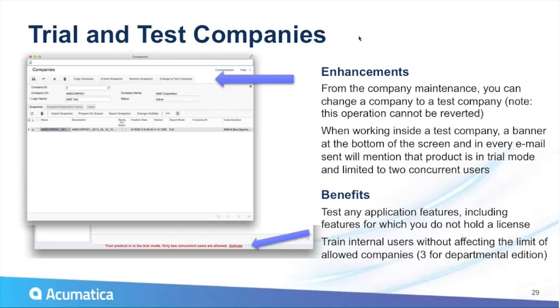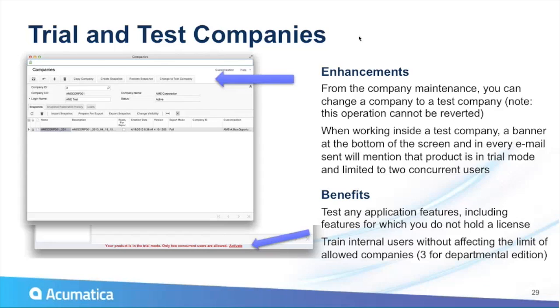So obviously, you do not want these companies to be counted, because otherwise they would limit your ability to create other companies in the system. So from the company maintenance, you can change any company to a test company. So be advised, this operation cannot be reverted. So you do it and it's final.